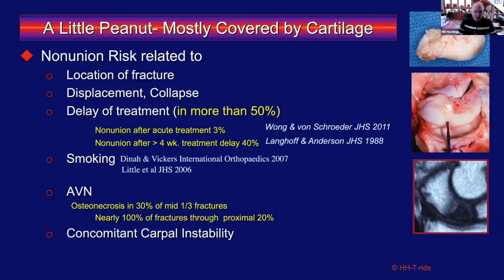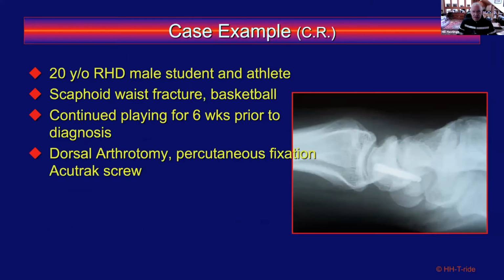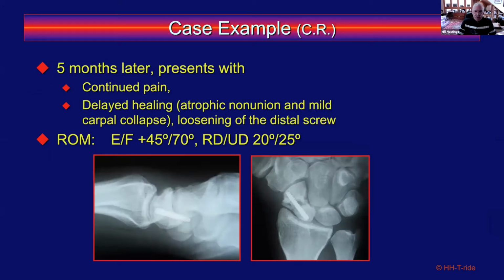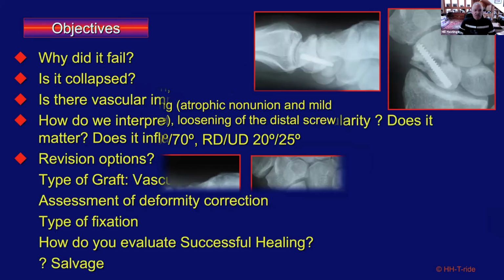So to set the stage, here's a 20-year-old student athlete who broke his scaphoid playing basketball and continued to play, like often happens, for 6 weeks, and then underwent a small dorsal arthrotomy, if you will, a percutaneous fixation with an Acutrak screw, as you see here. 5 months later, he presents to me with continued pain, resorption around the fracture site, some loosening of the screw, and as you see here, some dorsiflexion of the lunate and carpal collapse at the lunocapitate alignment.